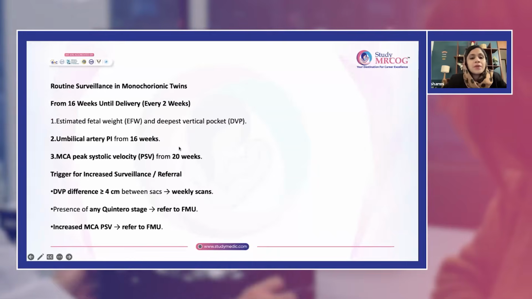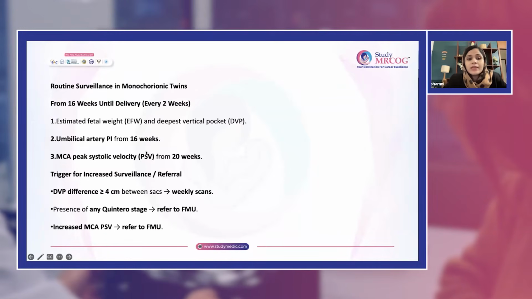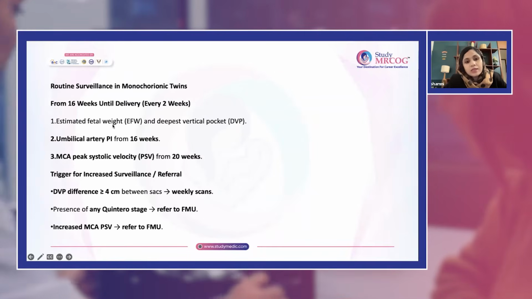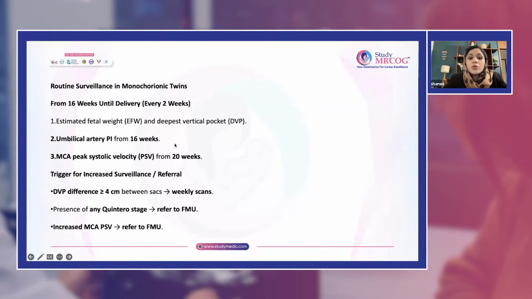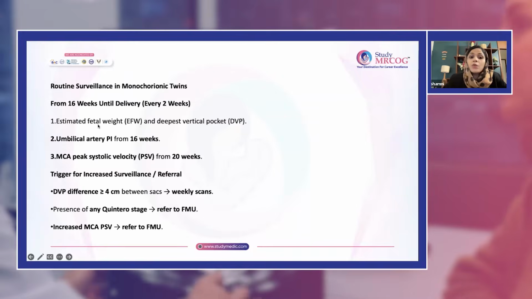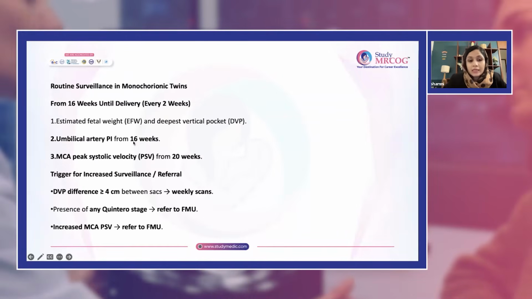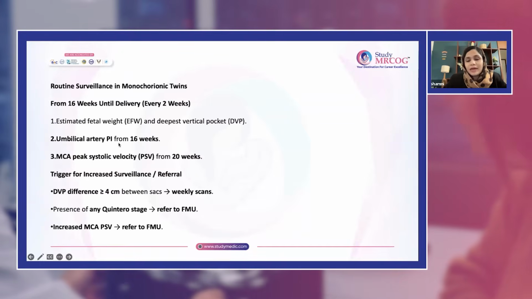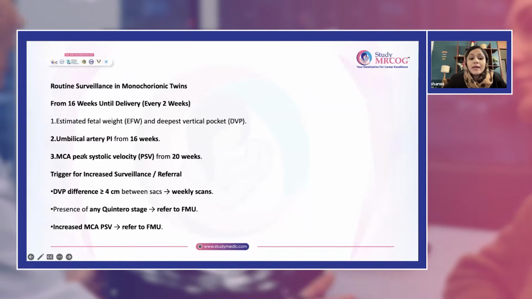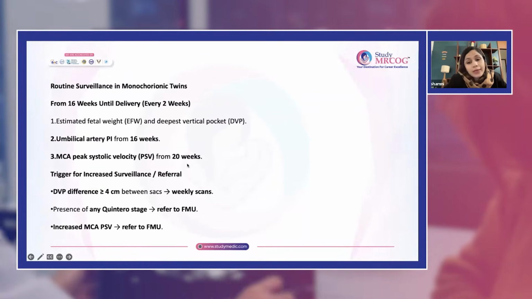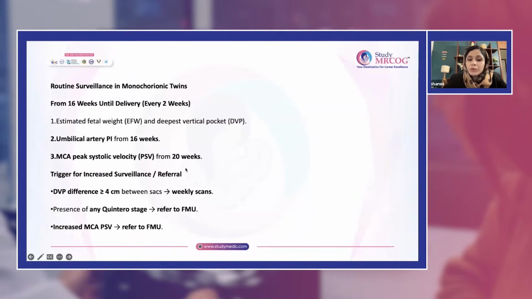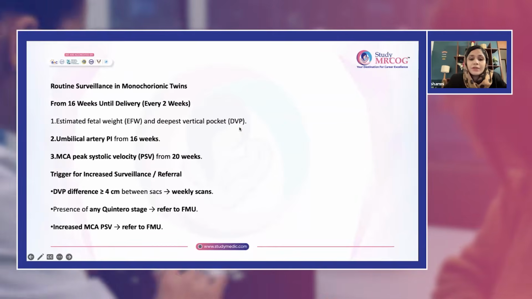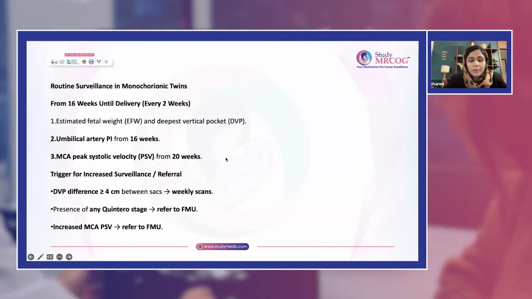So let's discuss the surveillance. The routine surveillance of monochorionic twins should start from 16 weeks until delivery, and every 2 weeks you are going to do the scanning. What are you going to see? You will see the estimated fetal weight, the deep vertical pocket, and the umbilical artery PI from 16 weeks, and MCA PSV from 20 weeks.